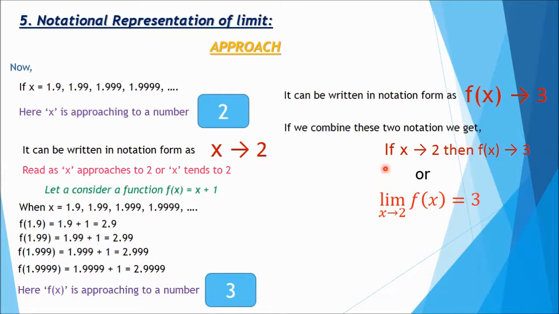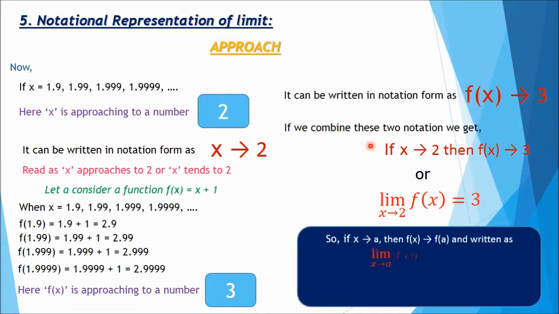Okay, now this form, if x takes to 2 then f(x) takes to 3, can be written as limit x takes to 2 of f(x), the value of f(x) will be 3. When x approaches 2, the value of the function approaches 3, isn't it? It's an approaching value, it's not the exact value, it's a limiting value.